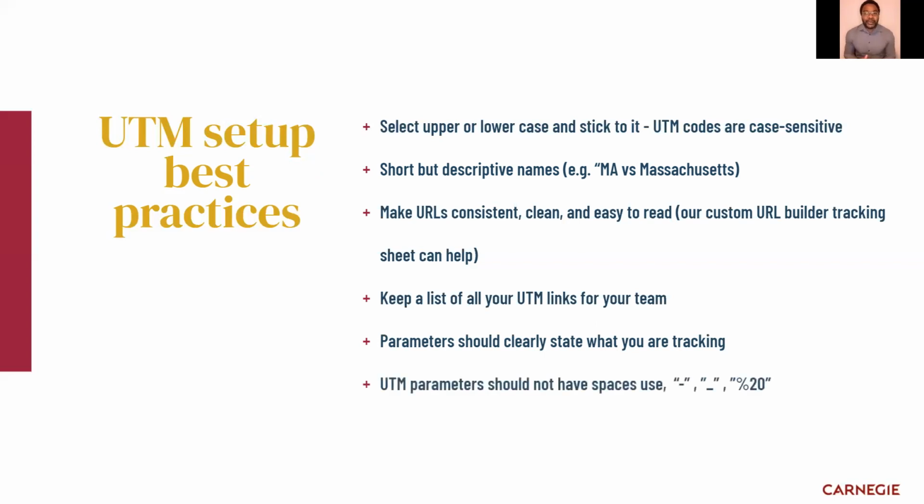And then UTM parameters should not have spaces. Instead, use some of these. The other option would be to use the underscore, but also if you use a percent sign and 20, that will ensure that Google Analytics understands that there's a space there, and it will treat it as such.